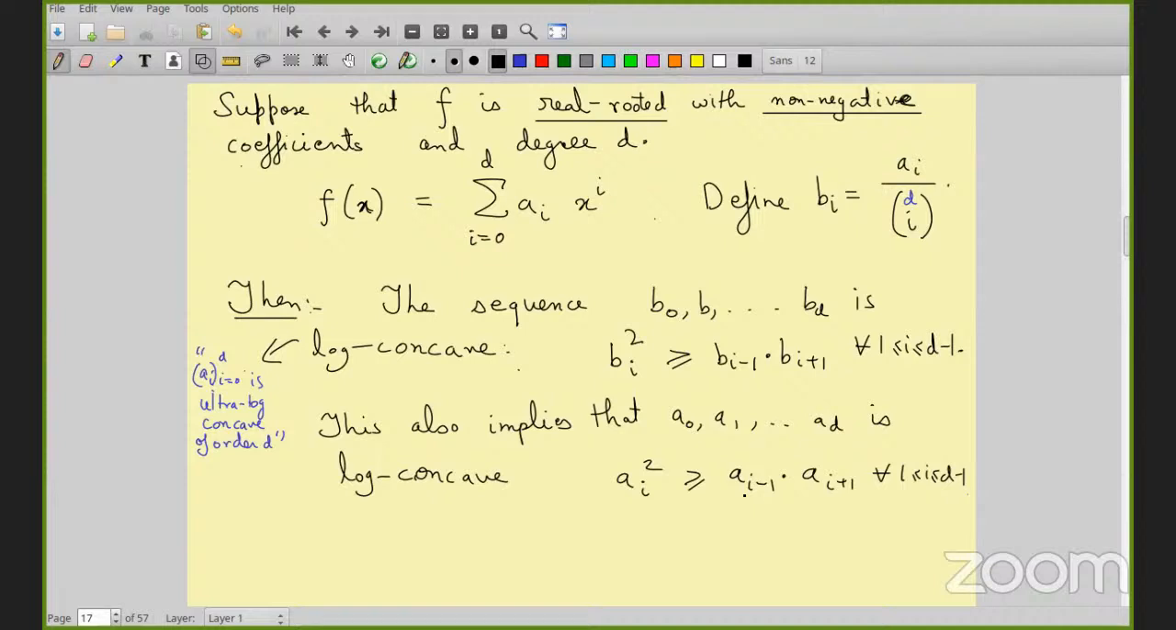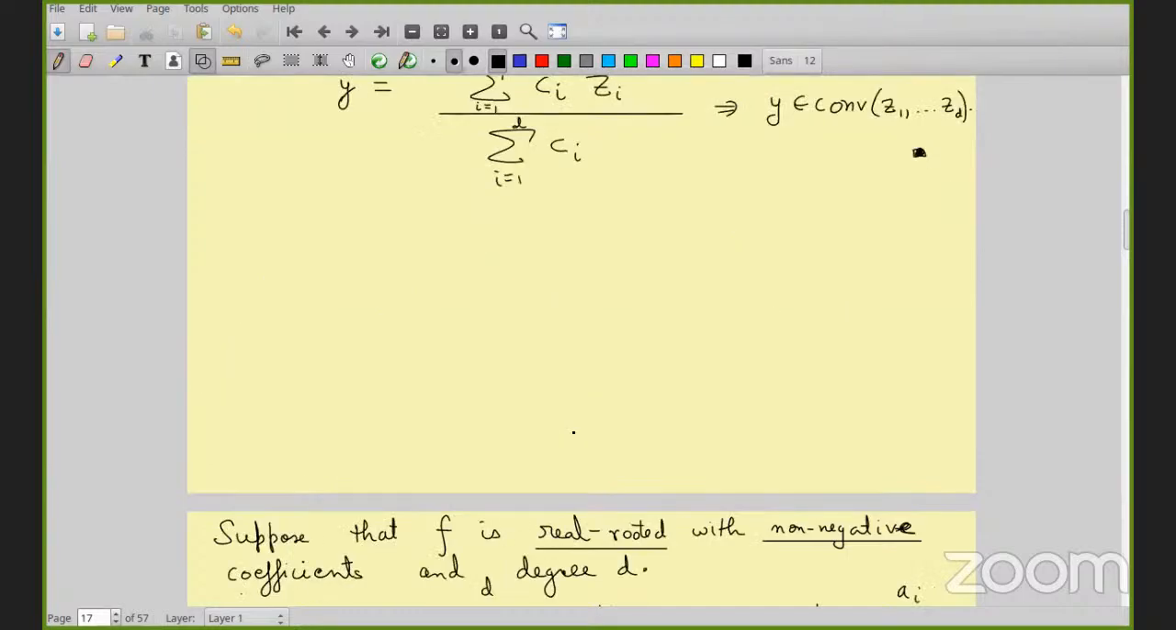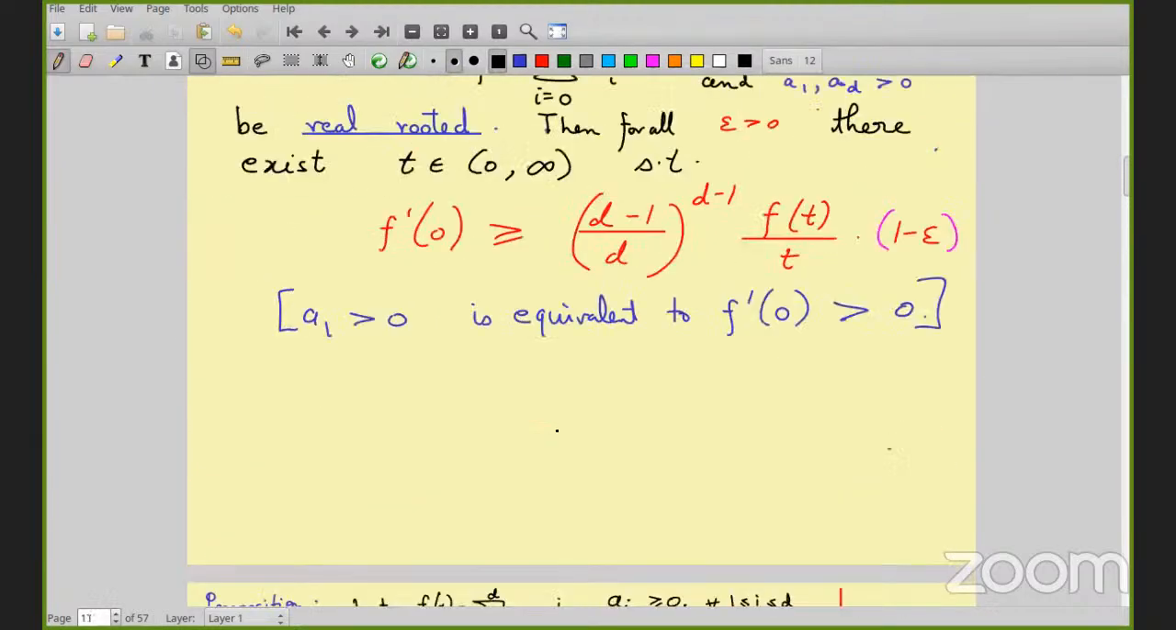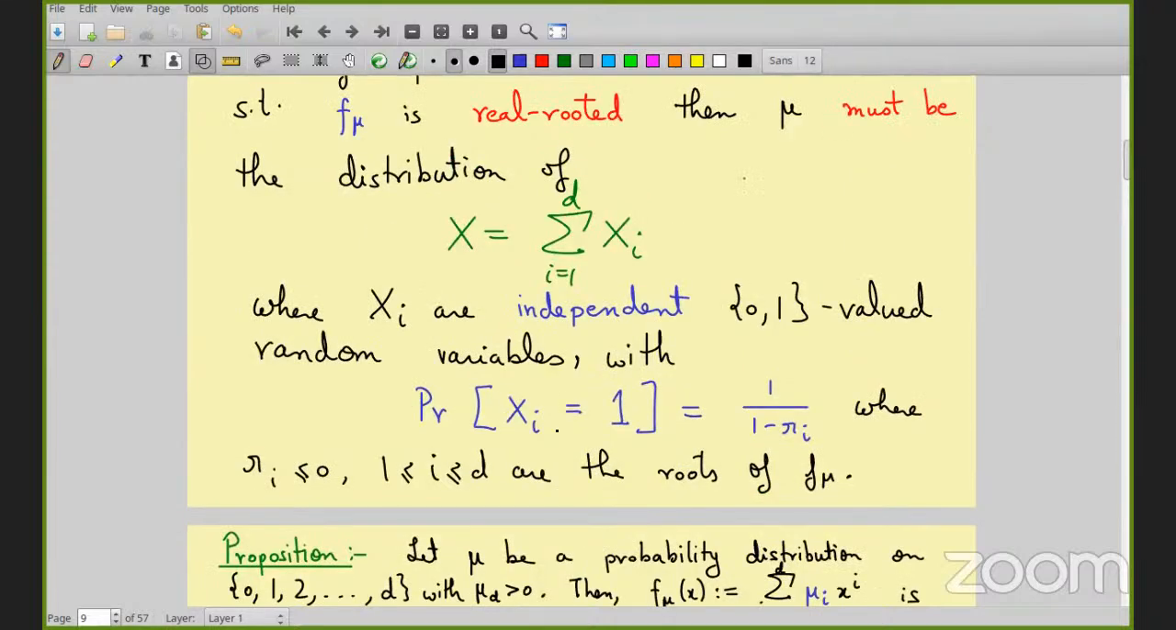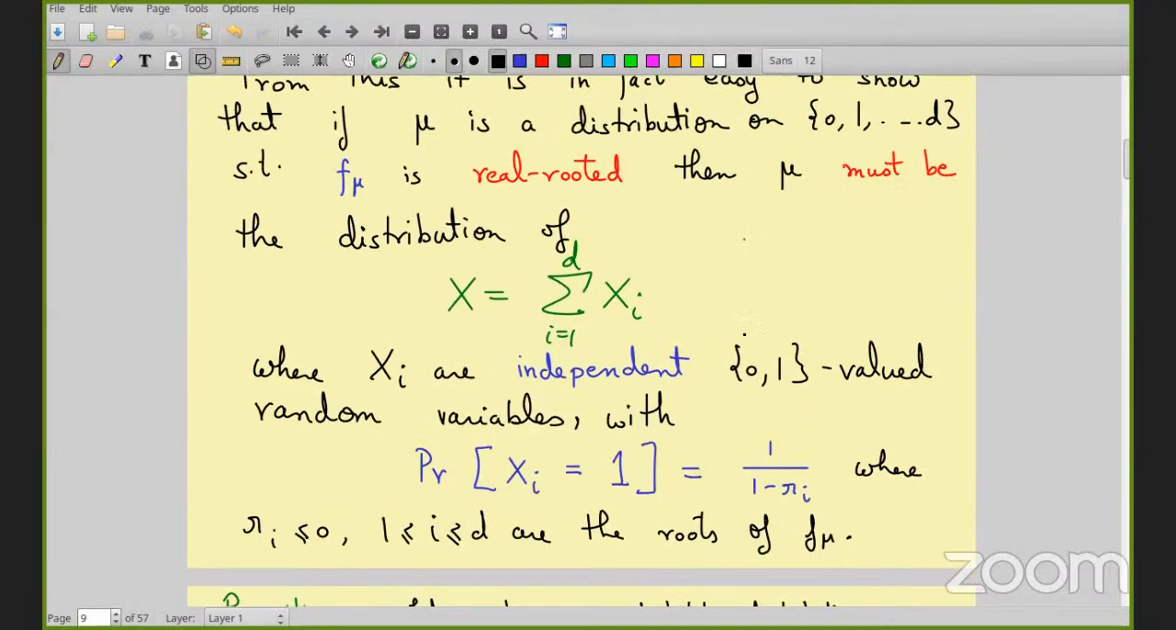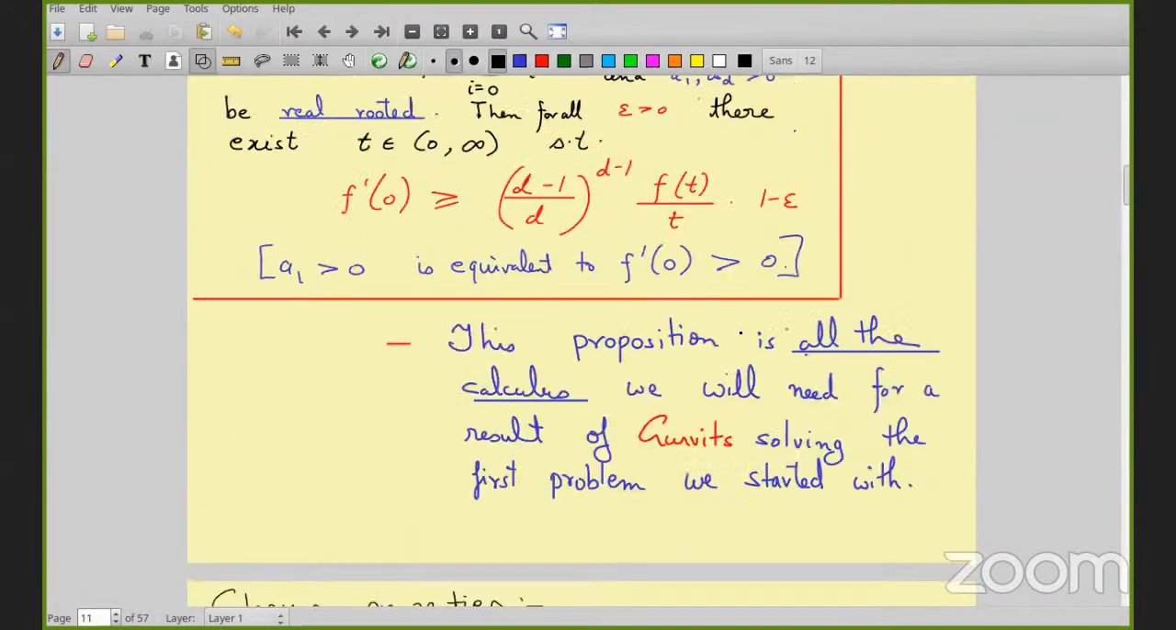Okay. And as you also said, this again is an exercise: this is actually a stronger property than this, just by doing the appropriate cancellations. So the coefficients of any real rooted polynomial with non-negative coefficients are ultra log concave and hence also log concave. In particular, this implies that if you take the sum of independent Bernoullis, the resulting distribution has this kind of log concavity property. It looks like a Gaussian. The density of the Gaussian is log concave.